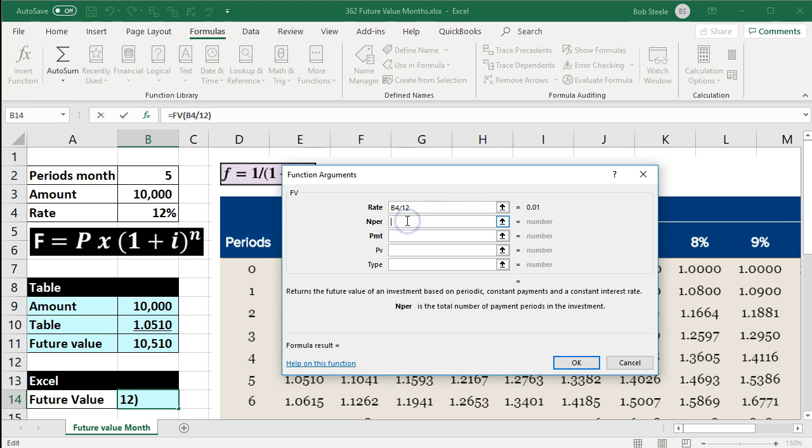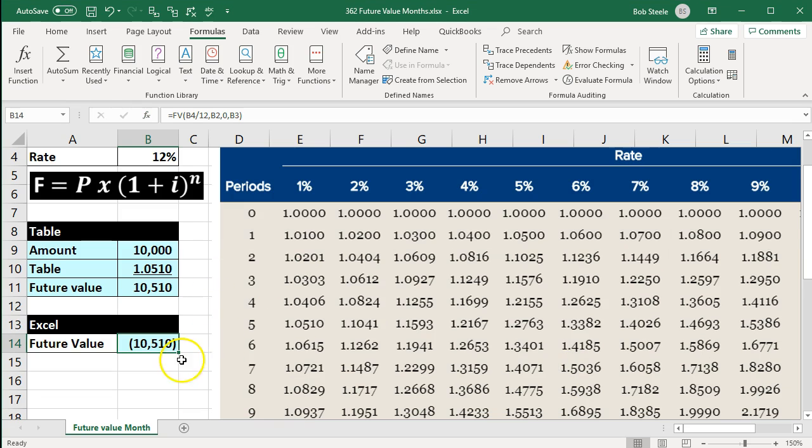Then the number of periods will be 5. We know that it's 5 months, not because it's distinguished within the periods here, but because that coincides with the rate that we have, which is a monthly rate. And then the number of payments is going to be 0 because this is not an annuity. And then the present value is going to be the 10,000 and OK. So there we have it. If we double click on it, I'm going to put a negative before the F, and that'll flip it to a positive number.